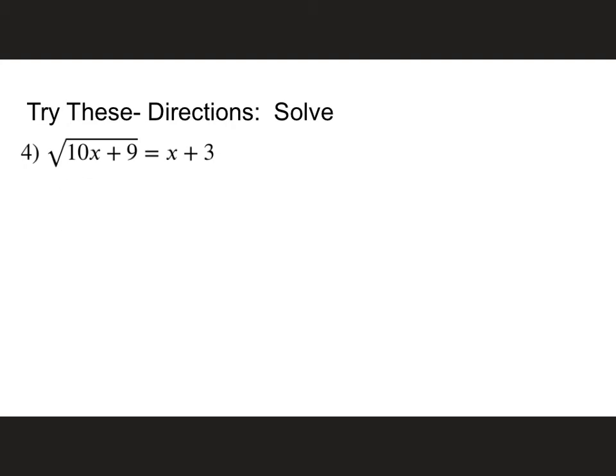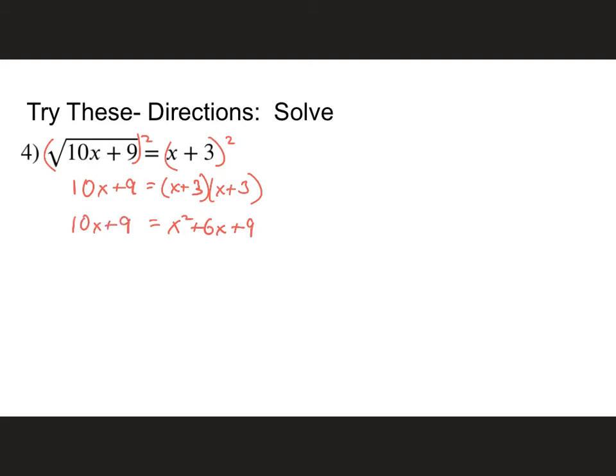All right, here's the first problem. The square root of 10x plus 9 equals x plus 3. The radical's already on a side by itself, so I'm going to start right out of the gate by squaring both sides. I get 10x plus 9 equals x plus 3 squared, which is x plus 3 times x plus 3. If I write that out so that I don't forget to FOIL it, that gives me x squared plus 6x plus 9 on the right-hand side. I still have the 10x plus 9 here on the left.